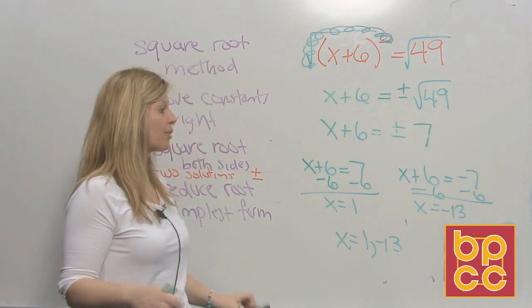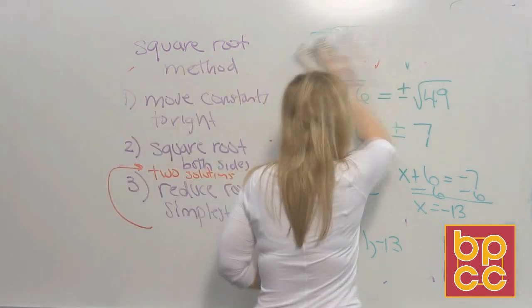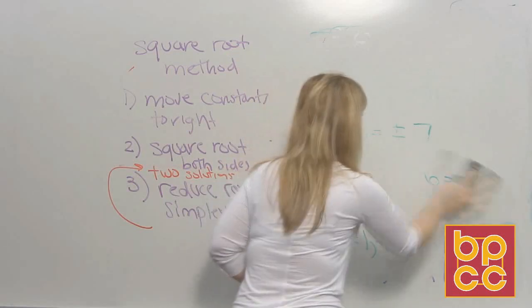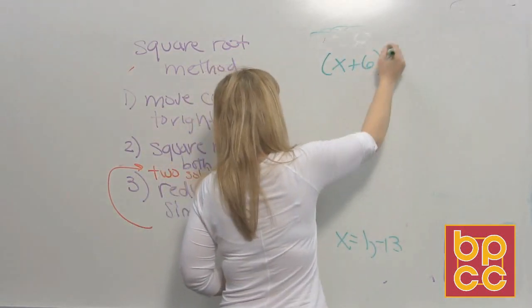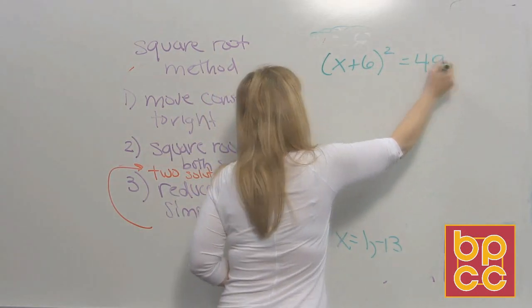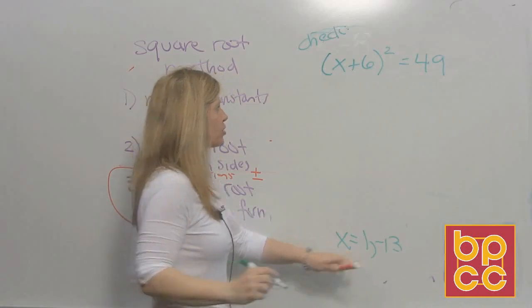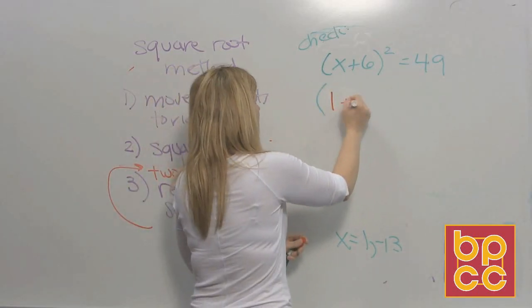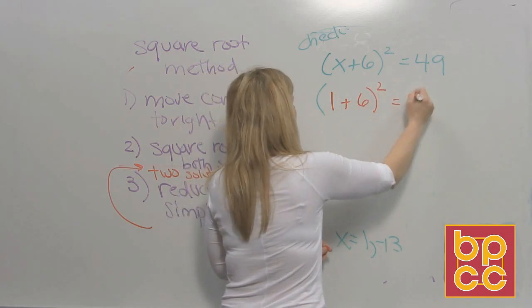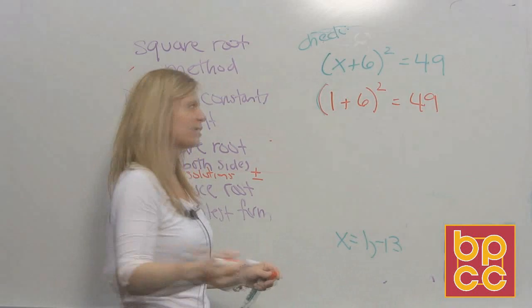But if we talked about this, to check, you go back to the original. So if I rewrite the original equation, x plus 6 squared equals 49. And I want to check this now to see if I'm right. I take my first number and replace x with 1. So this would be 1 plus 6 squared. Does it equal 49? And then you're back to doing, please excuse my dear Aunt Sally.